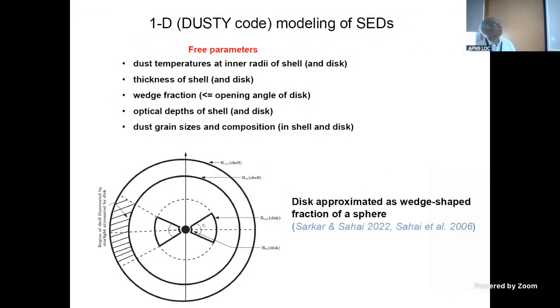What we used for the modeling was this 1D Dusty code. I'll explain in a moment how we managed to do the disk as well with the 1D code. So we have a disk component and a shell component, and the free parameters are just the temperatures and the radius of the shell and the disk, the thickness of the shell and the disk, the wedge fraction, which is the opening angle of the disk, the optical depth of the shell and the disk, and dust grain size and composition, both in the shell and disk. Now the disk is approximated as a wedge-shaped fraction of the sphere. People can ask me questions of how we actually did this, but we used a simple code in order to do this modeling.